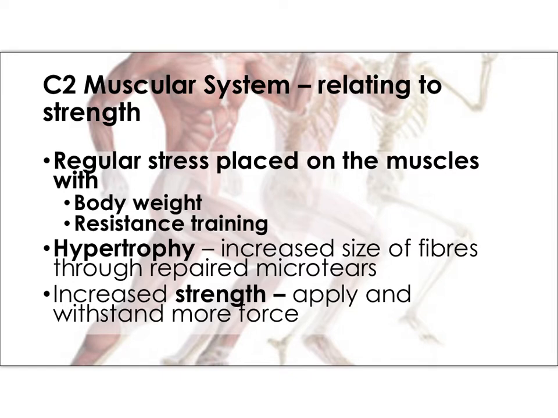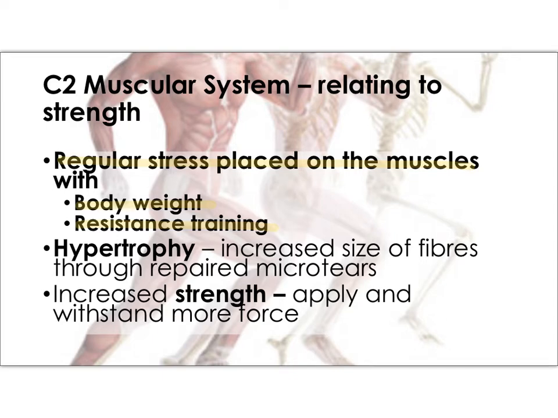Right, let's move on to the muscular system. So this is C2. So we're placing regular stress on the muscles, and we can do this with body weight exercises like press-ups or squats, or we can do this with resistance training. So that's any body action with additional weights on you.